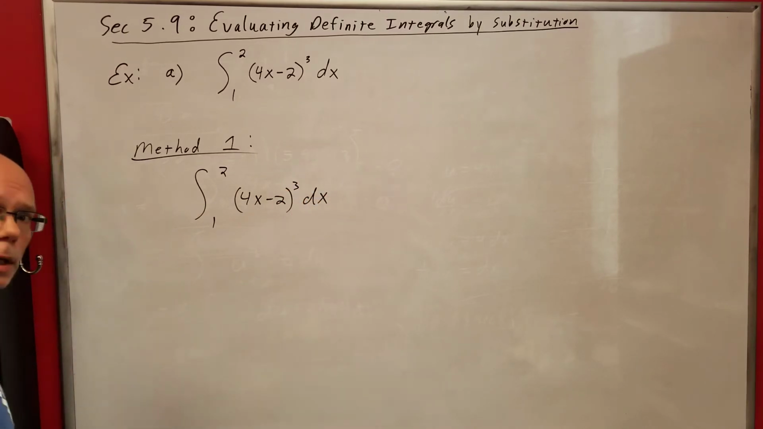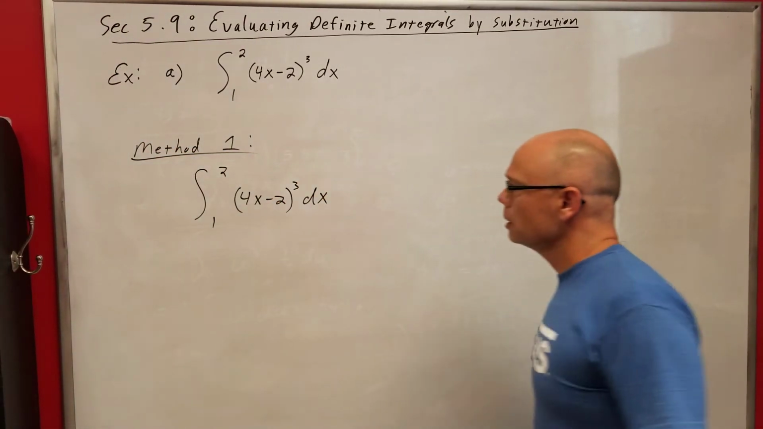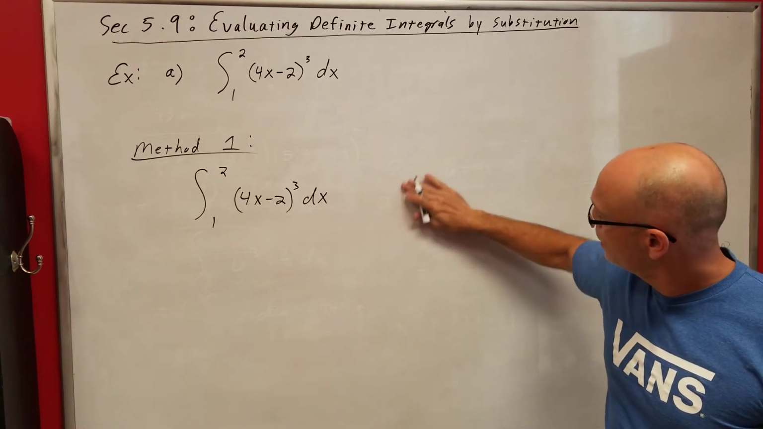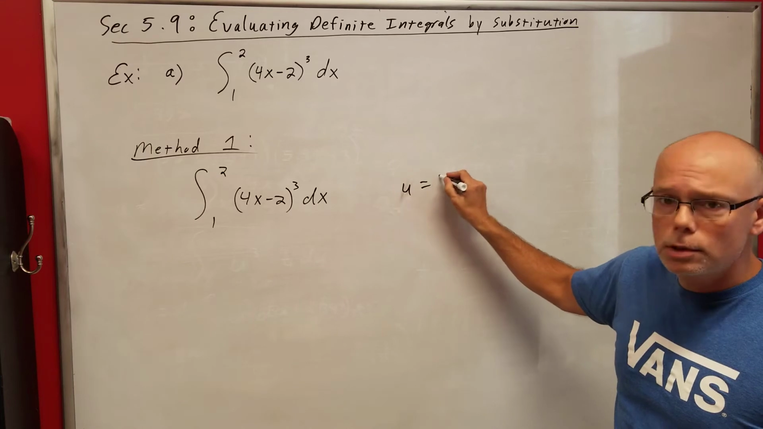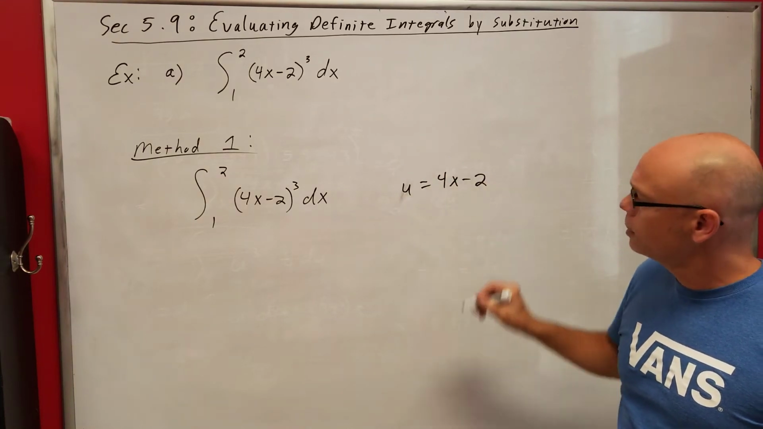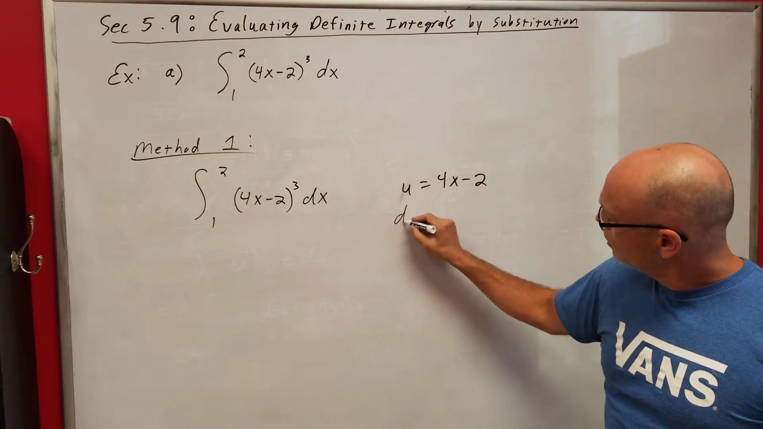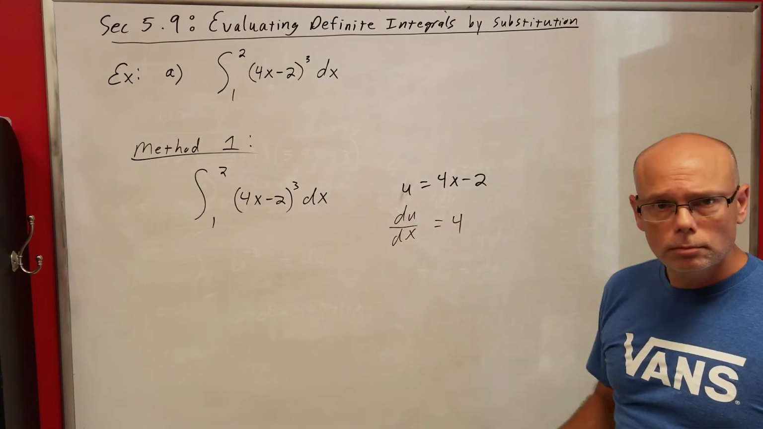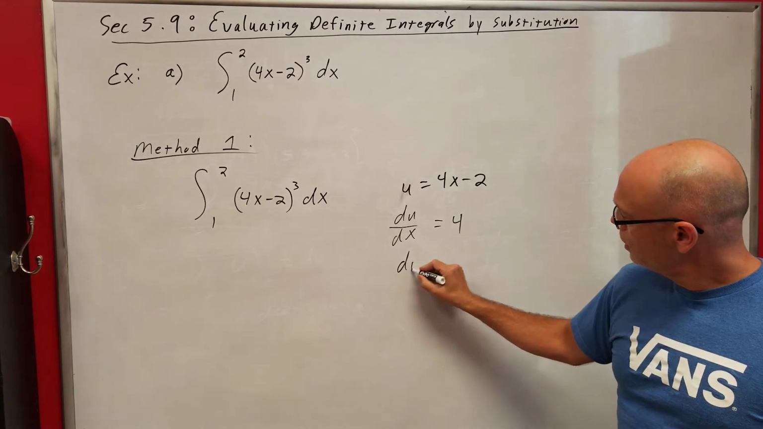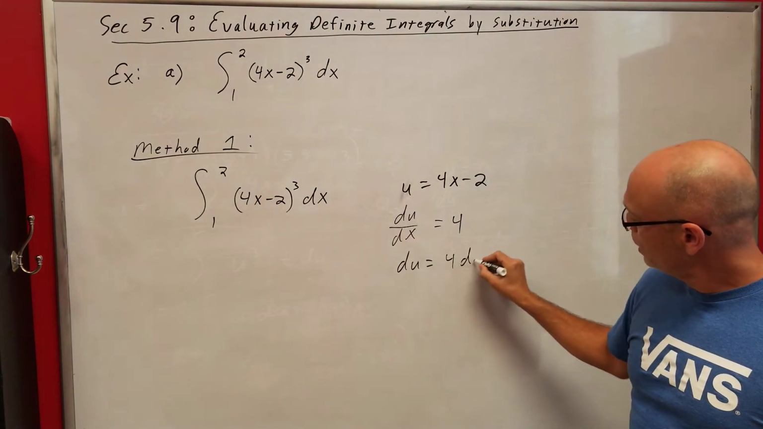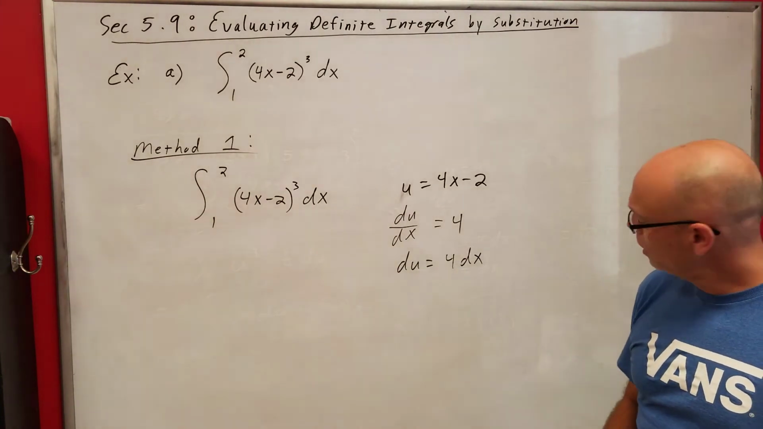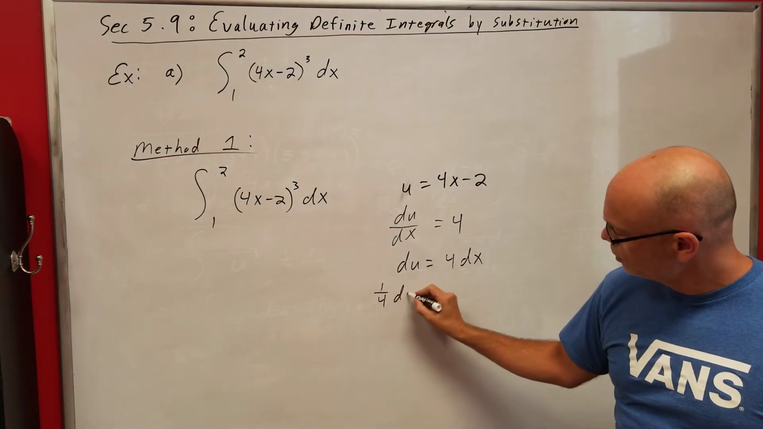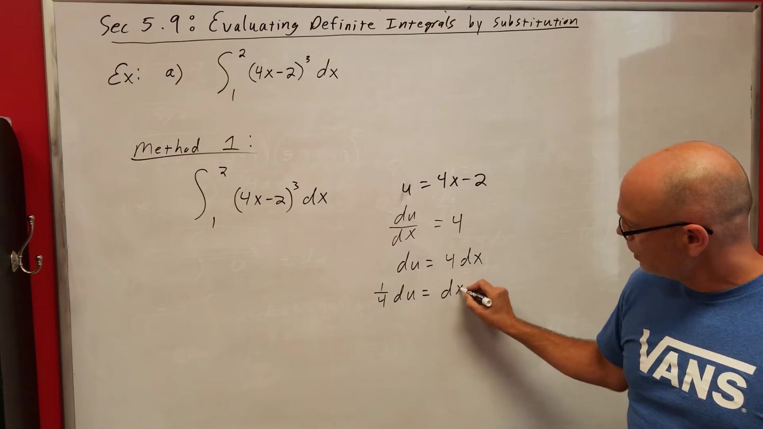All right, so we start out with this. And then let's do a U substitution. So let's let U equal to 4x minus 2. So the derivative of U with respect to x will be what? 4. Then I can say du is equal to 4 dx. And I can multiply both sides by 1/4. So 1/4 du is equal to dx.